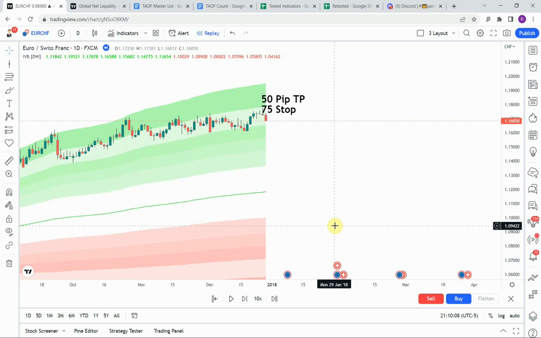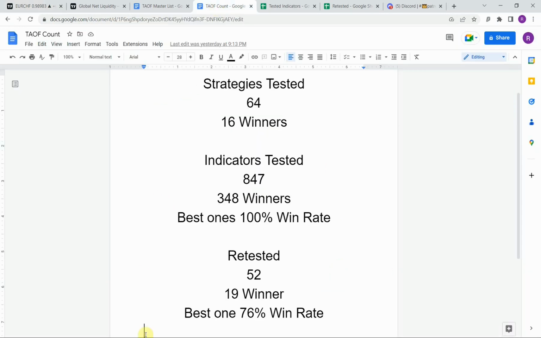Alright, as I said, today we will be testing the interval volatility bands indicator. Before we do though, I wanted to put the testing scoreboard up for everyone to see. So to date, we have tested a total of 64 different strategies, with 16 of them being profitable. We've also tested a total of 847 indicators, with 348 of them being winners. The best ones so far were able to achieve a 100% win rate. Now you need to go back and watch those videos to understand the context of how they were able to achieve that. So go back and watch those videos and see what you can get out of those winning indicators.